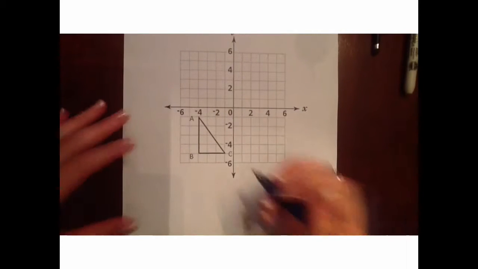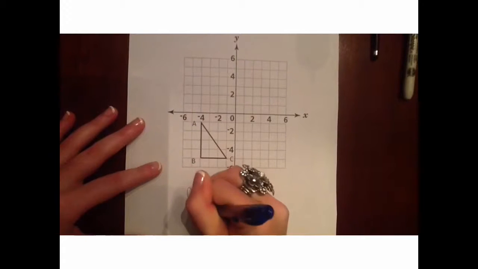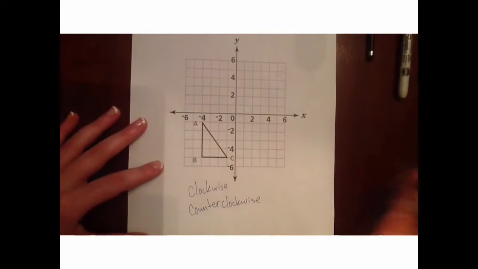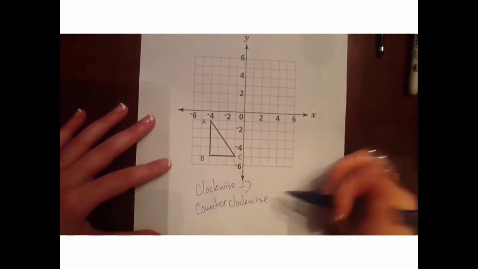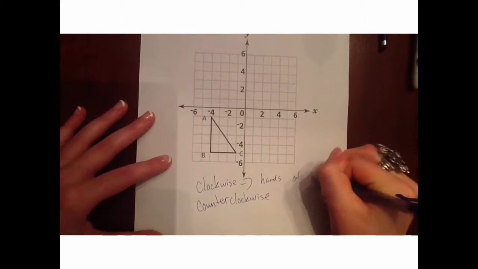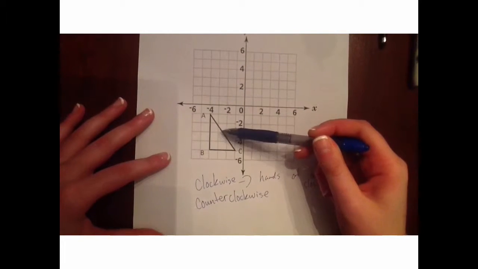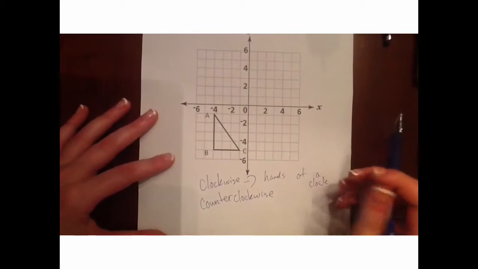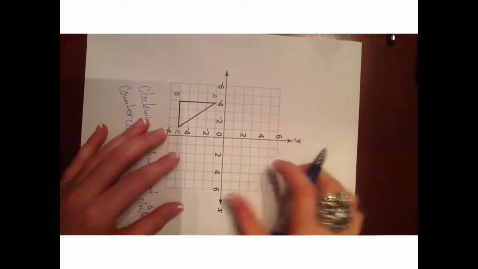All right, guys, let's talk really quickly about what clockwise and counterclockwise turns mean. When I say I want to rotate a figure clockwise, that just means I'm turning my graph like the hands of a clock. So if I wanted to turn this figure clockwise, it would go this way. So if I wanted to turn, specifically, to relabel my graph, I would turn it to the right.